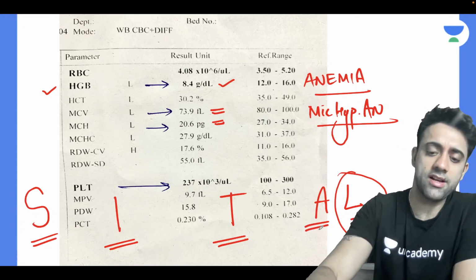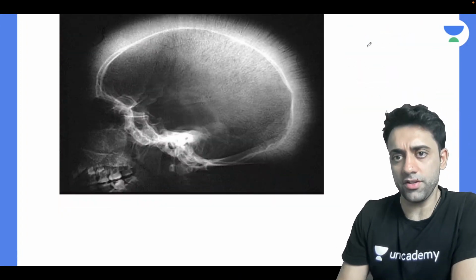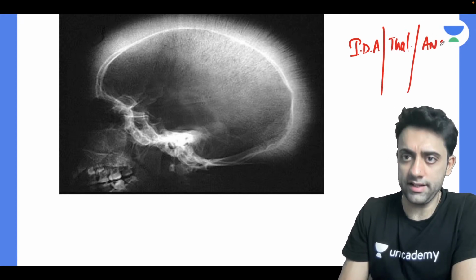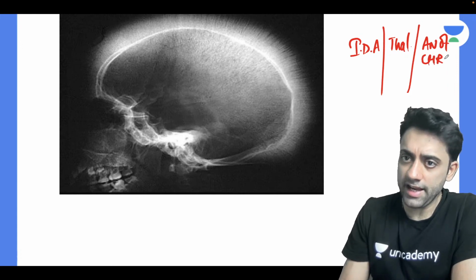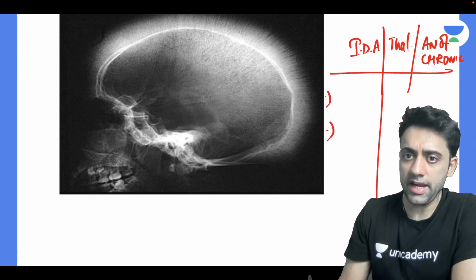But I have a question here. This is very simple, but I need to ask something else. How do you differentiate iron deficiency anemia, thalassemia, and anemia of chronic disease? Can anyone tell me, with any markers, can we differentiate these three things? What do you think, anyone?